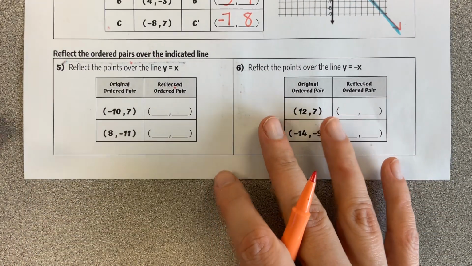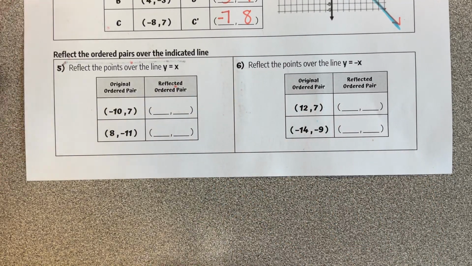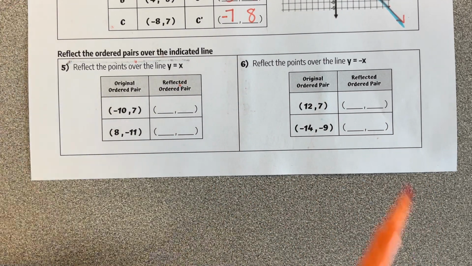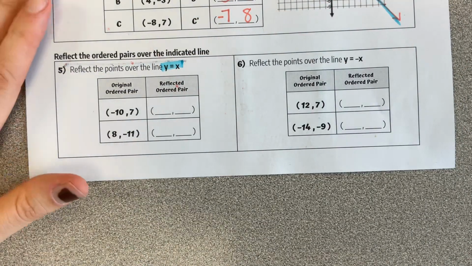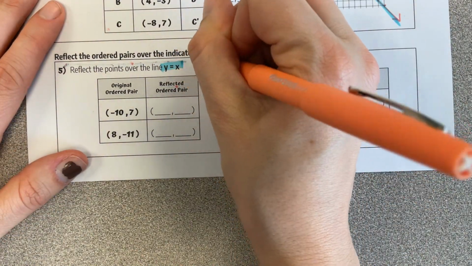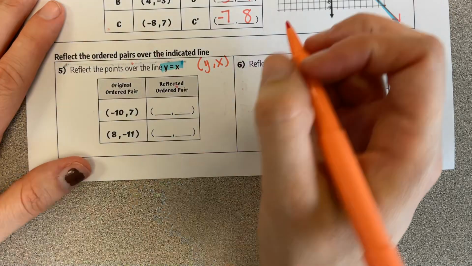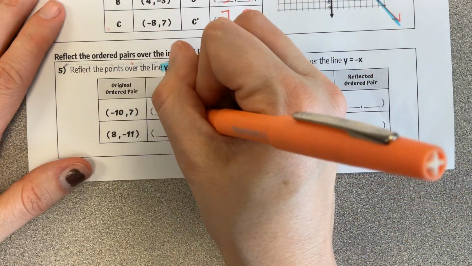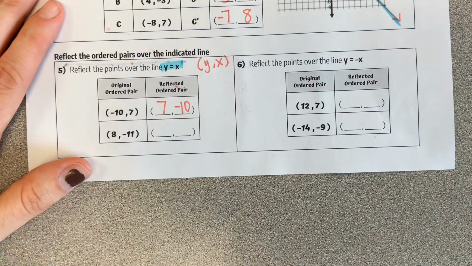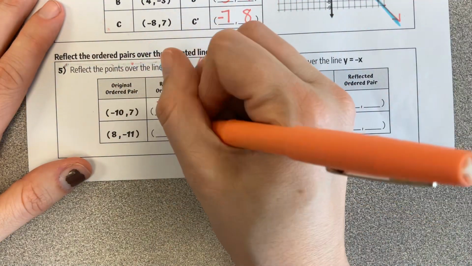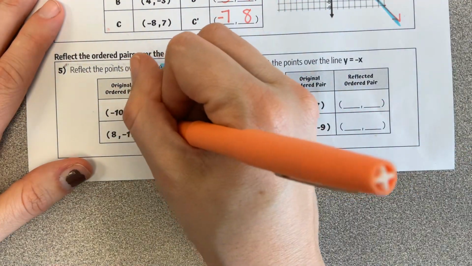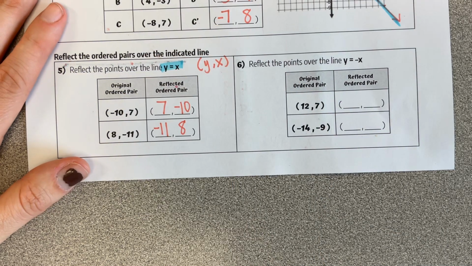And for these last examples, we're just going to apply those rules, not using a graph. Here we are reflecting over y equals x. And remember that rule is that they flip positions. So our x becomes our y and our y becomes our x. Next example, again our x becomes our y and our y becomes our x.